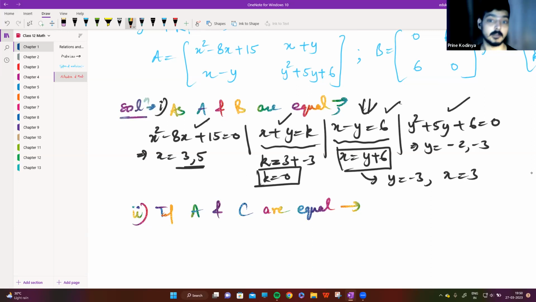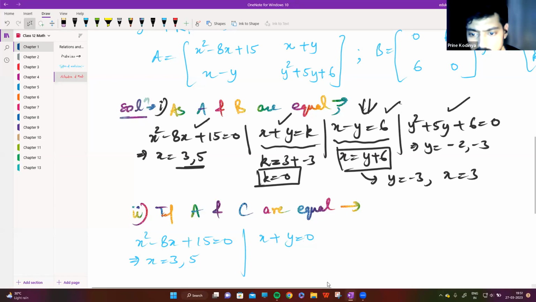So this is a very important information. A and C are equal, A and B are equal. If A and C are equal, then x square minus 8x plus 15 is equal to 0, which gives you again two answers. x is equal to 3 and 5. Then x plus y is equal to, I guess, 0. Or what? Let me check.